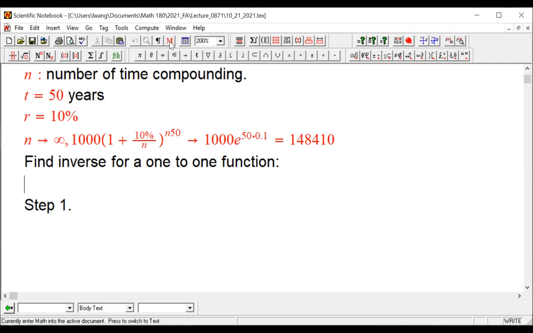y equals something, y equals f of x, right? So your first step will be swapping x and y. We have talked extensively about the implication of swapping. So this will become x, that becomes y. And then you solve for y.